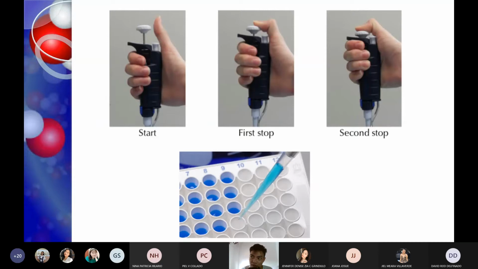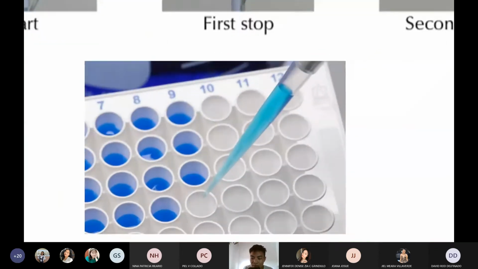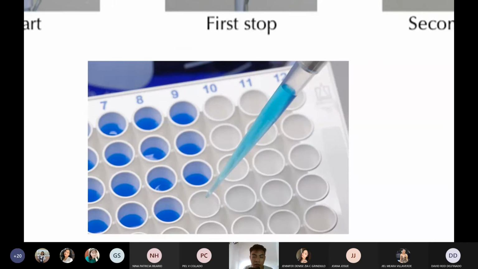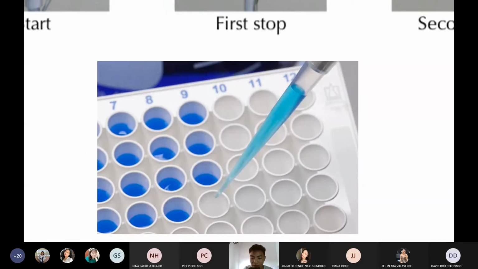Then, kung gusto mo na siya i-release, i-press mo uli siya. Okay? So, dalawang press yung ginagawa dyan. Yung unang press, yun yung panghigop ng liquid. Yung pangalawang press, yun yung pang-release ng liquid. So, ito yung ginagamit sa microbiology lab and even sa vaccine research labs. No? So, kung may makikita kang ganyan sa balita or sa TikTok o kaya sa YouTube, micropipettes gamit yan.